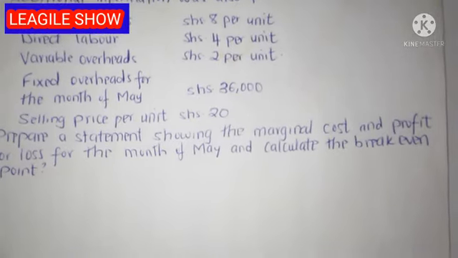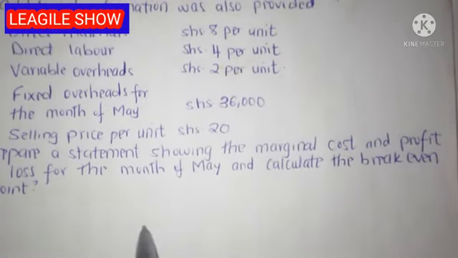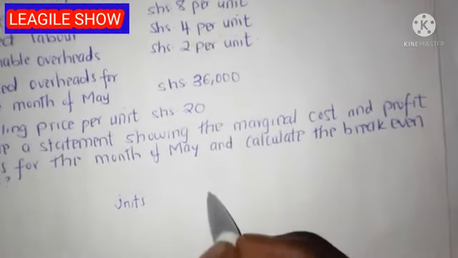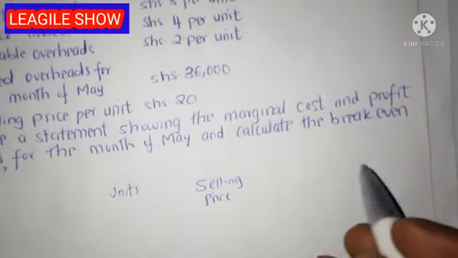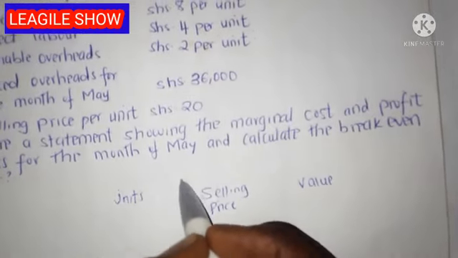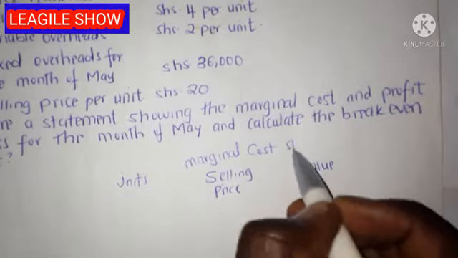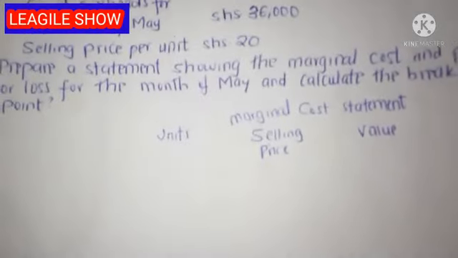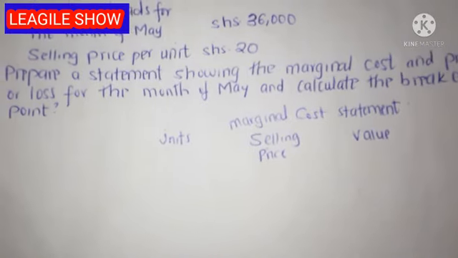Contribution is given by sales minus marginal cost. So we're starting by stating, remember these are units, then we have selling price, then we have the value. Remember this side we are having what's called marginal cost statement. Now, so we're starting from where we have sales. We said that contribution is given by sales minus marginal cost.